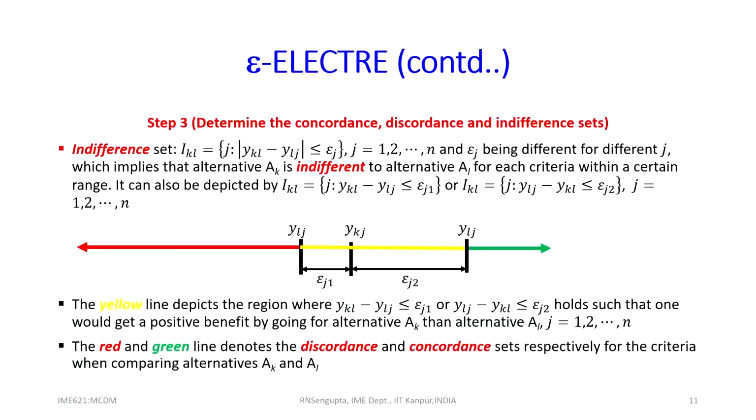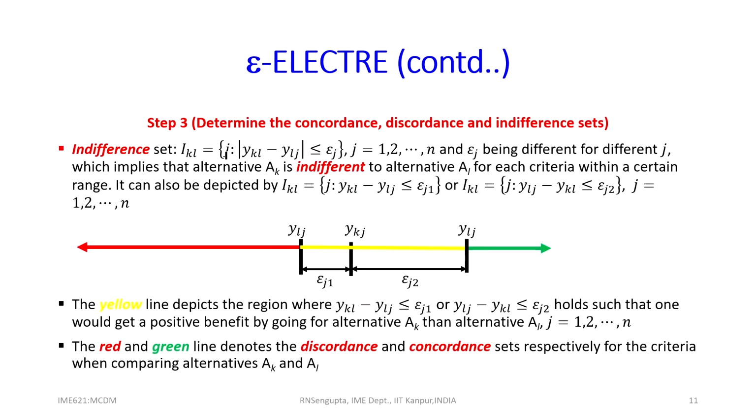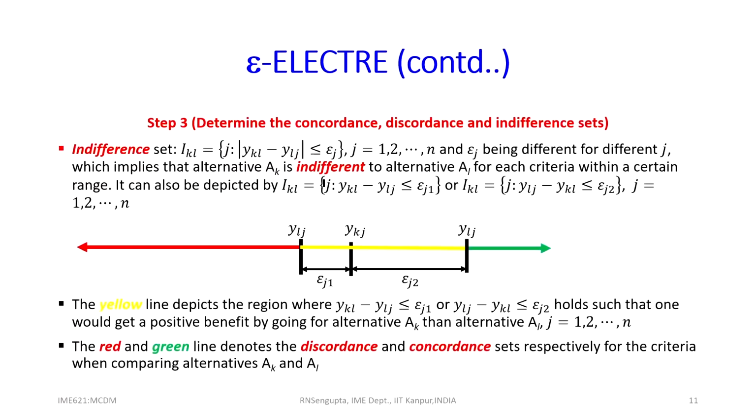So, here the indifferent set, I am not going into the formulas, they would be shared with you, so you can go through them. But I am talking about the indifferent set, which, depending on the epsilon, would be that indifferent region in which I would definitely put both the alternatives in the same group. That would be analyzed by the yellow line, and here it is. If you see this yellow line, it is of unequal length, epsilon j1 and epsilon j2.